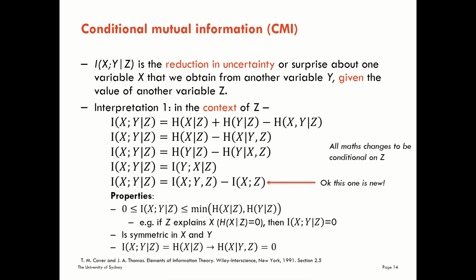Similarly, the conditional mutual information is symmetric in both x and y, the same as the ordinary mutual information was. Furthermore, we can see that the conditional mutual information is equal to the entropy of x given z. That means all of the remaining uncertainty in x was explained by y after we had considered z. And that's exactly what we see here. There's no uncertainty left in x after we've considered both y and z.